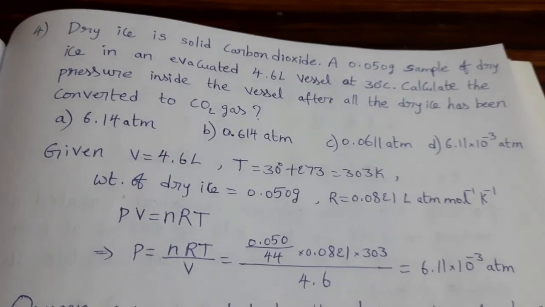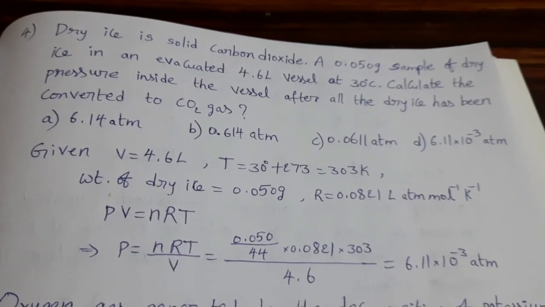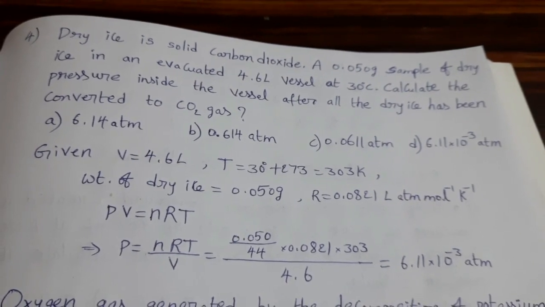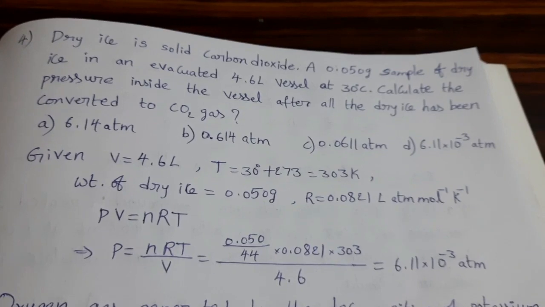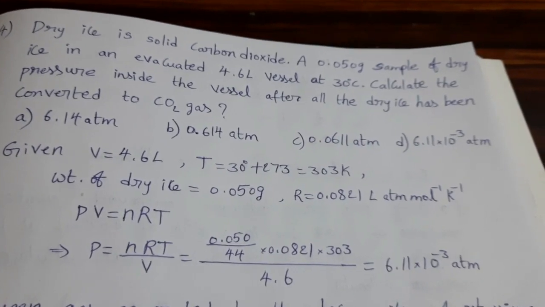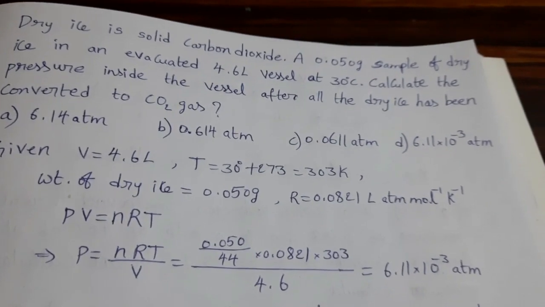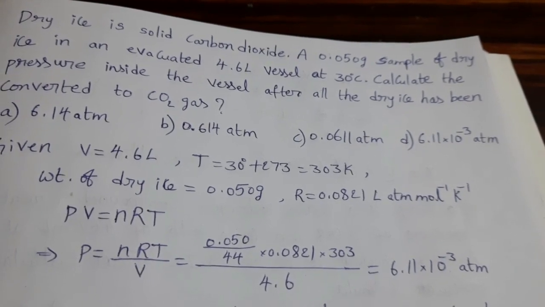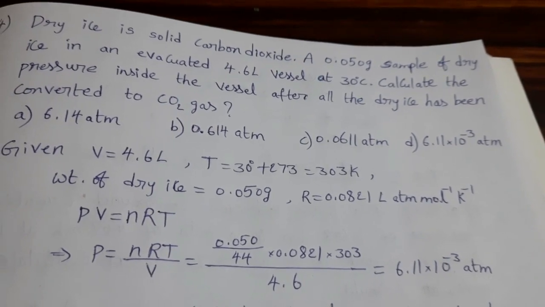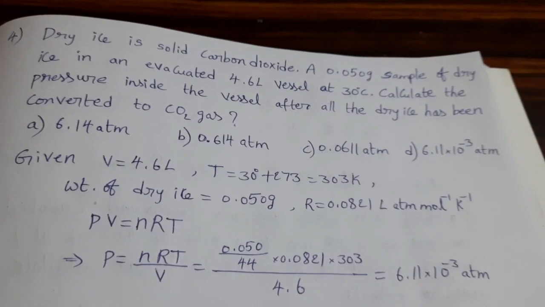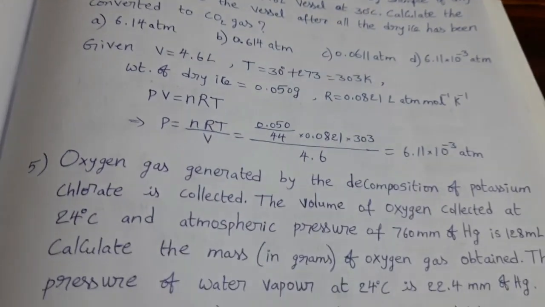From the ideal gas equation PV equal to nRT, pressure we have to find out, P equal to nRT by V. Substitute the values, then we can get the answer 6.11 × 10^-3 atmosphere. So what is the answer? Option D. Okay, next.